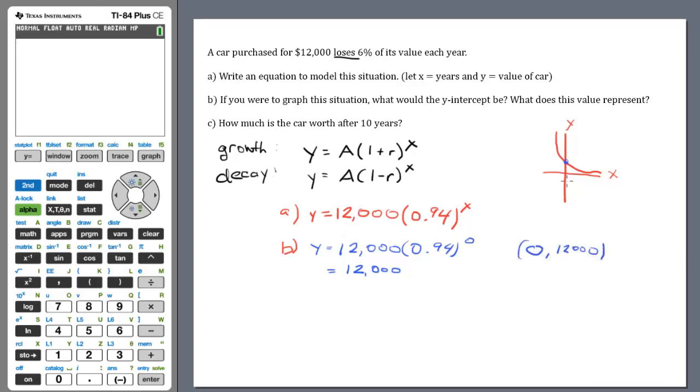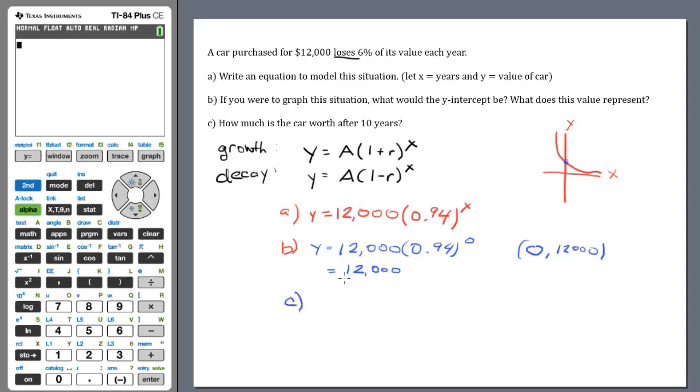And what does that represent? That represents the value of the car when you buy it. It's like at year 0. So that's like when you start. Whenever you buy the car, it's worth $12,000. And then finally, how much is the car worth after 10 years?